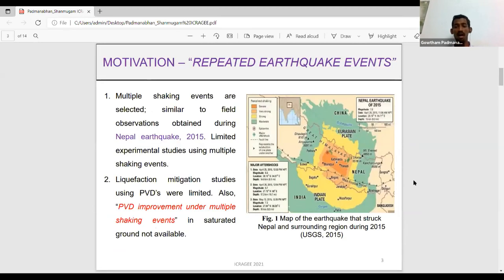Coming to the motivation, unlike other ground improvement studies, this study has its own novelty in the selection of seismic input motion. Multiple or repeated shaking events have been proposed and tested. It means a sand deposit which has liquefied once can re-liquefy during successive seismic events. This pattern was observed in the 2015 Nepal earthquake, and a map is shown for reference. The performance and efficiency of the prefabricated vertical drain improvement system have never been tested under multiple shaking events. This is a major motivation behind taking up this study.